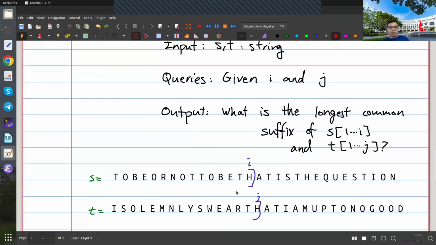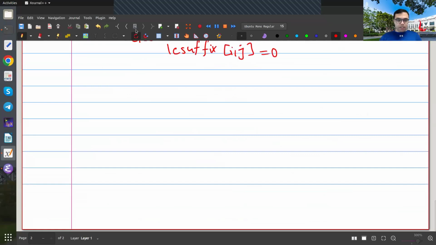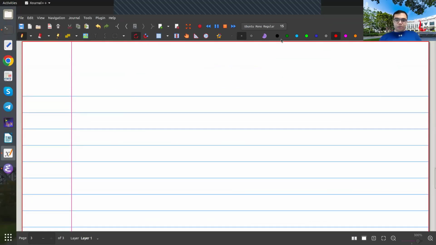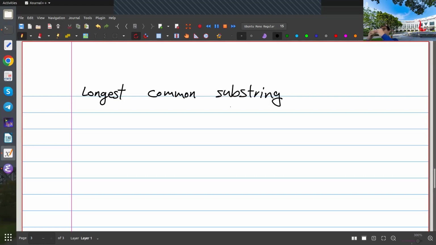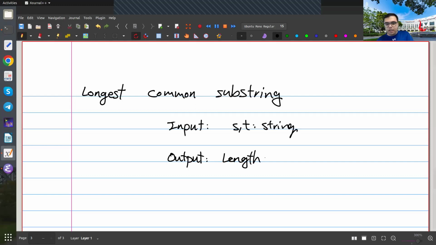Now, why did I give you this problem? Because now I want to give you the next one, which is longest common substring. So substring means that it should appear contiguously, right? So again, my input is the same, 2 strings. But as the output, you should give me the length of the longest common substring.